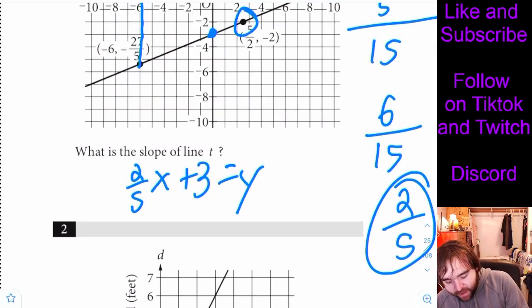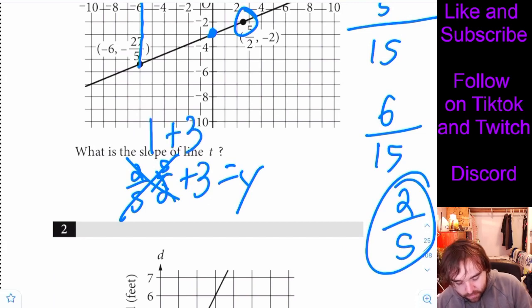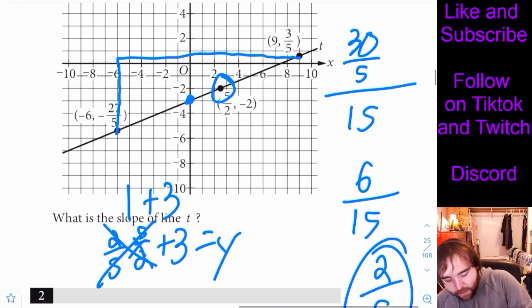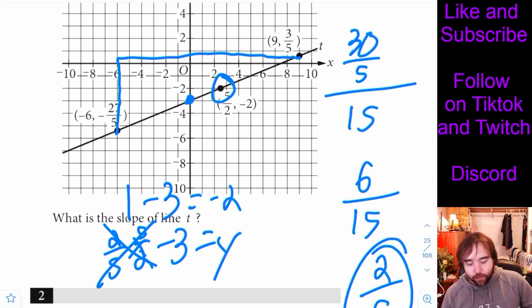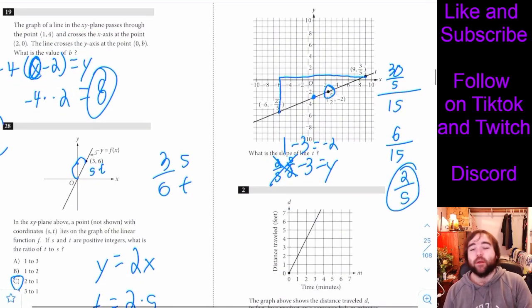If we plug in the 5 halves, this just cancels out and we get 1. So it's 1 plus 3. Oh, right. It's not plus 3, it's minus 3. So we get 1 minus 3, which is negative 2. So yeah, we're pretty confident about that line working with the slope being 2 fifths.